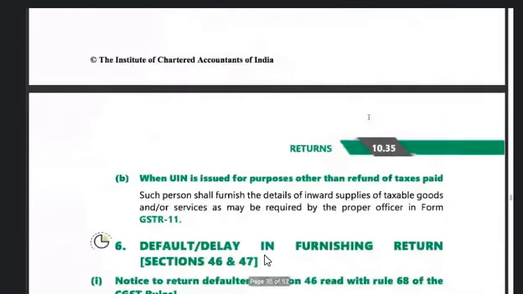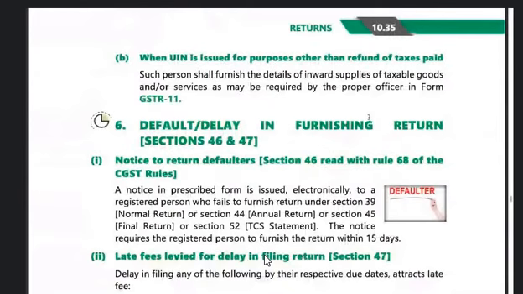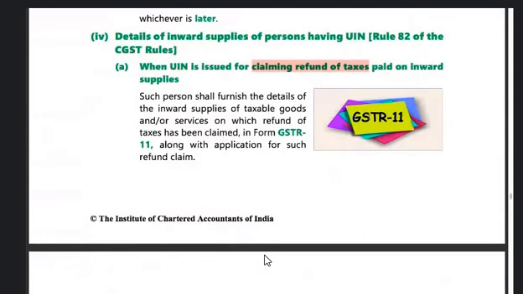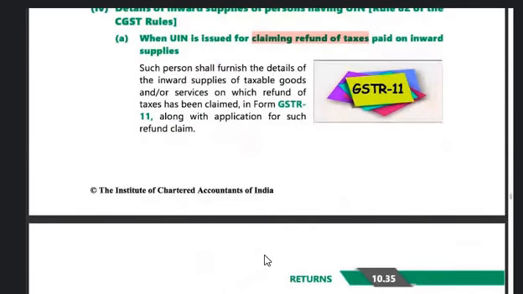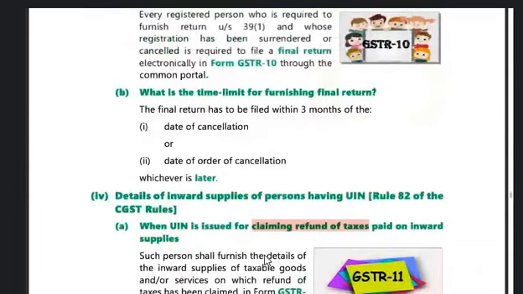So what are the important returns? One is GSTR 1, your details of outward supply. Two is the GSTR 3B, your monthly return. Then GSTR 4, yearly for composition dealer, CMP 08 for composition dealer, GSTR 9, your annual return, GSTR 9C, your statement of reconciliation, GSTR 10, final return, GSTR 11, UIN holders return. These are all the important returns. One thing which is not there is the quarterly return.